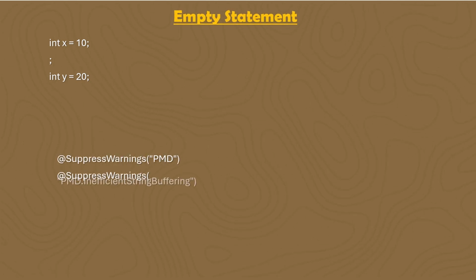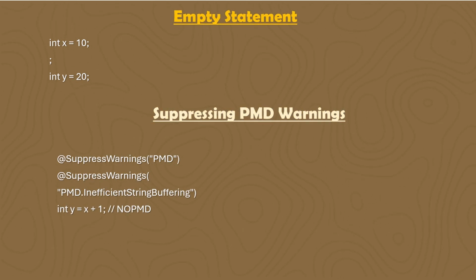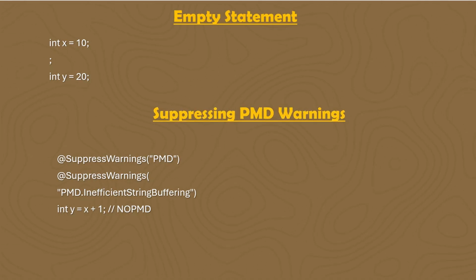Now let's see how to suppress PMD warnings. PMD warnings can be suppressed when developers intentionally decide that the warning is not relevant. There are three common suppression approaches. First, using @SuppressWarnings with "PMD". So it's SuppressWarnings with PMD. It suppresses all PMD warnings for a method.